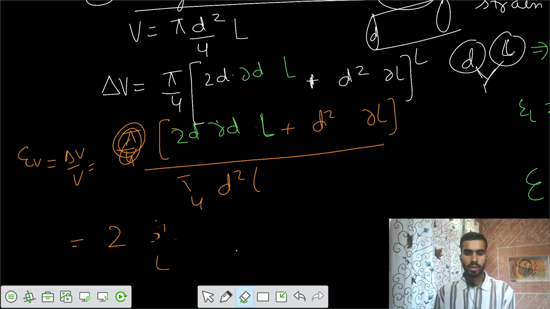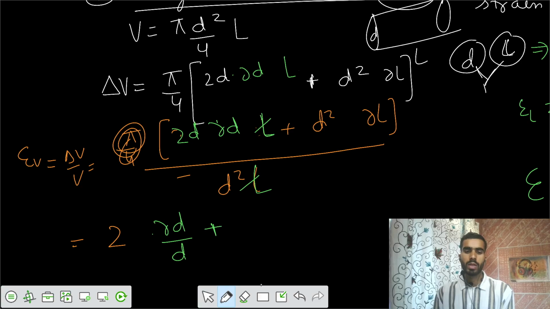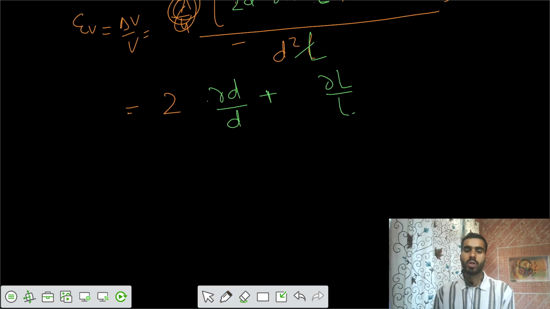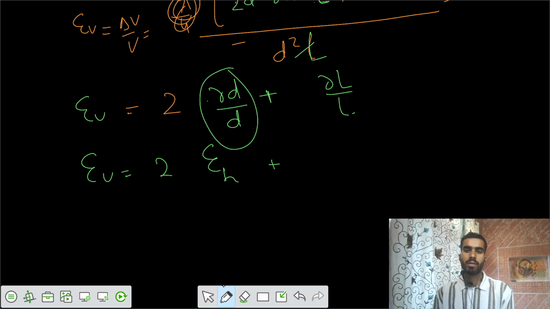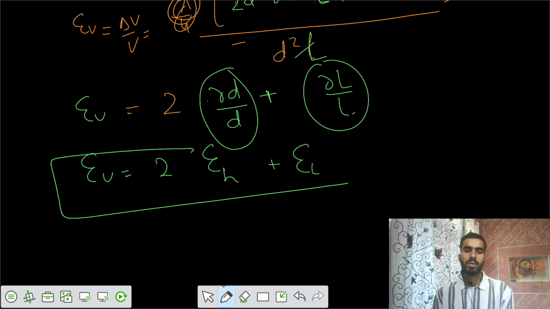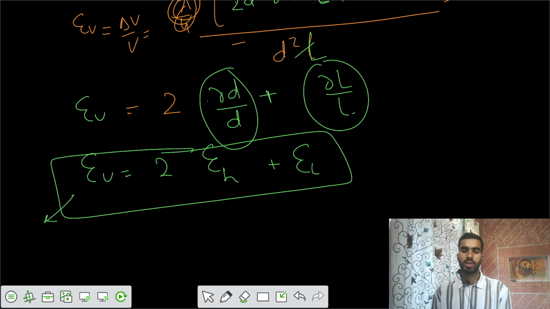Your d by d gets cancelled, so you are left with dou d by d, and this L and this L cancel, so you are left with 2 times dou d by d. In the second term the d square goes, so you are left with dou L by L. So your volumetric strain equals 2 times hoop strain, and this one we call the longitudinal strain. So volumetric strain equals 2 times hoop strain plus longitudinal strain.